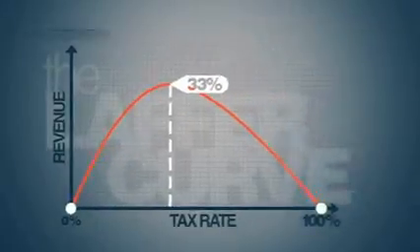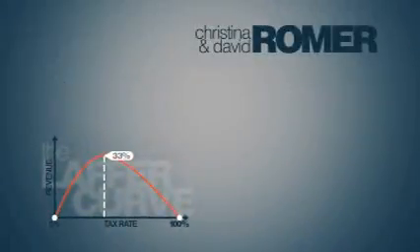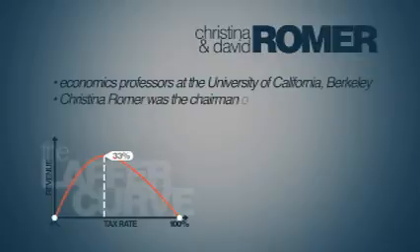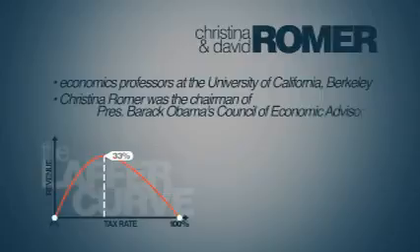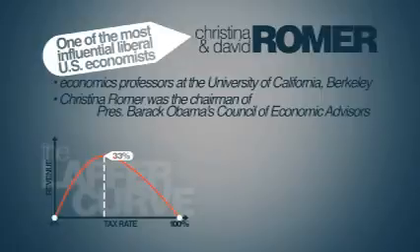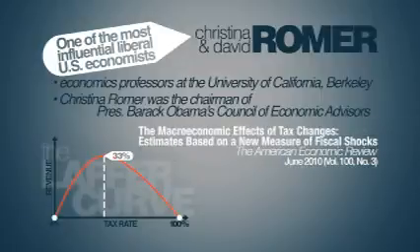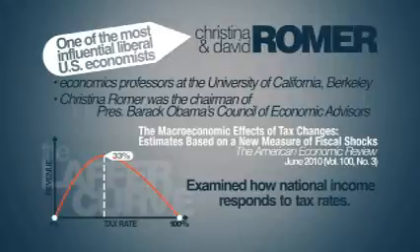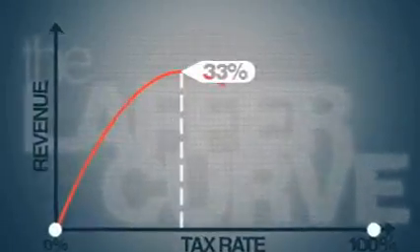That source is a study by Christina Romer and her husband David Romer. Both are economics professors at the University of California, Berkeley. Christina Romer was the chairman of President Barack Obama's Council of Economic Advisors. In other words, the study was written by one of the most influential liberal economists in the United States, and it was published in the American Economic Review, the most widely respected economics journal in the world. The study examined how national income responds to tax rates. But as far as what concerns us here, the key point is that if you do the math, the results imply that the hump on the Laffer curve occurs where the tax rate is around 33%, much lower than economists previously thought.